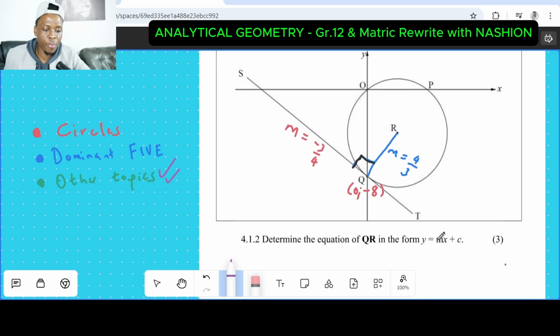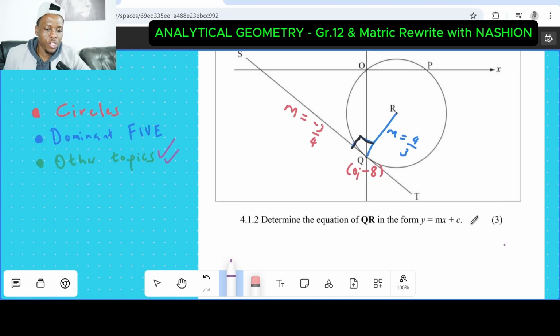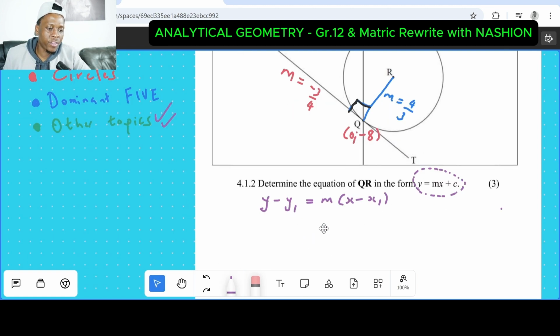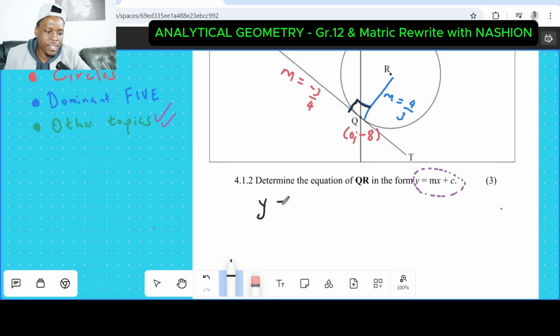Remember, in functions paper 1, we learned about the equation of a line. The equation of a line can be calculated using this equation, or this other equation which says y minus y1 is equal to gradient into x minus x1. I prefer either one of them. Let me just use y is mx plus c. So we're going to need to find the gradient and also c, which is the y-intercept. And from our earlier analysis, we've already determined that the gradient of the radius is 4/3.